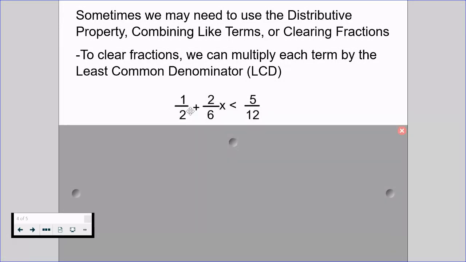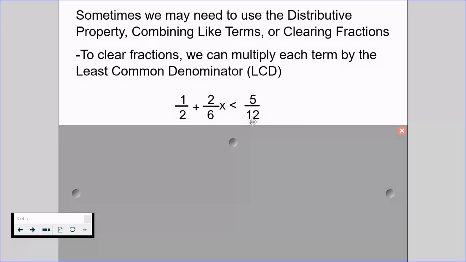Let's say we have 1/2 plus 2/6 x is less than 5/12. We need to figure out the lowest common denominator between 2, 6, and 12. Well, 2, 6, and 12, they all can go into 12. 12 is a multiple of 2, it's a multiple of 6.